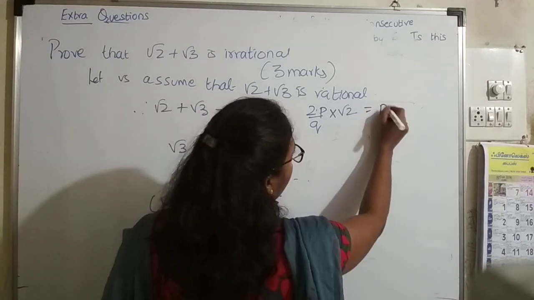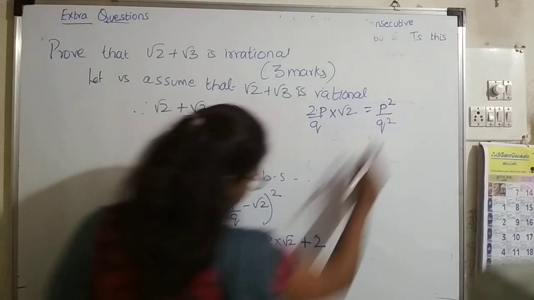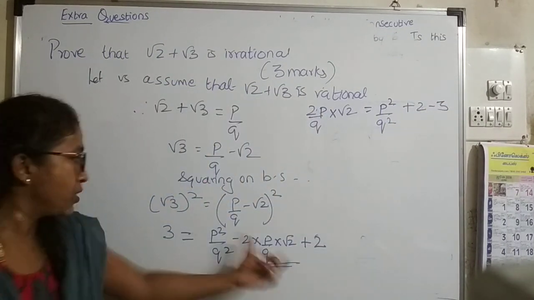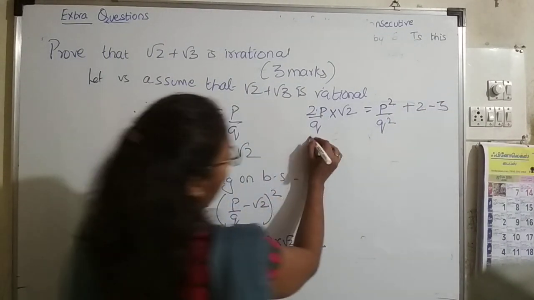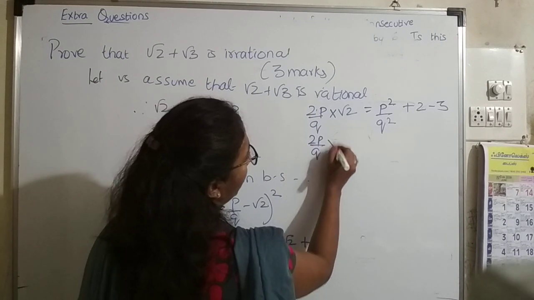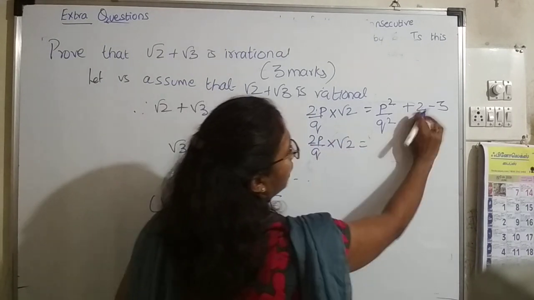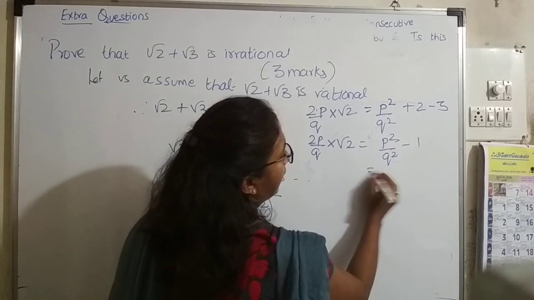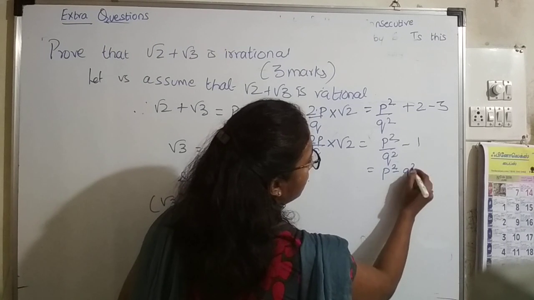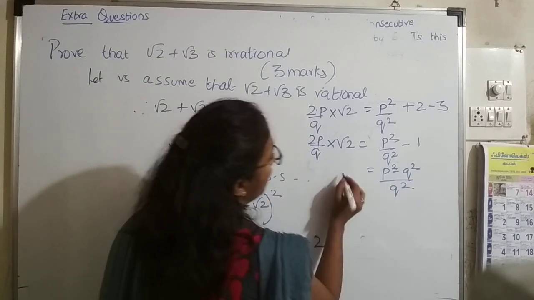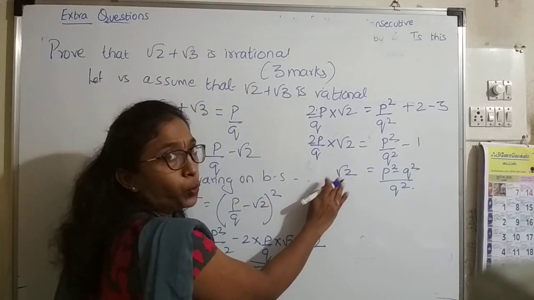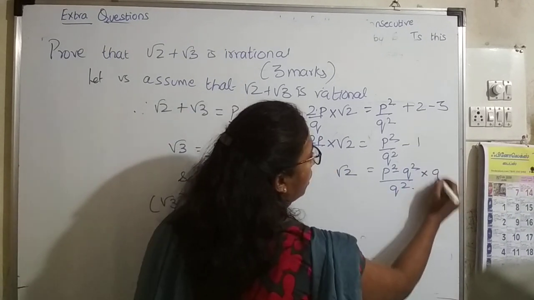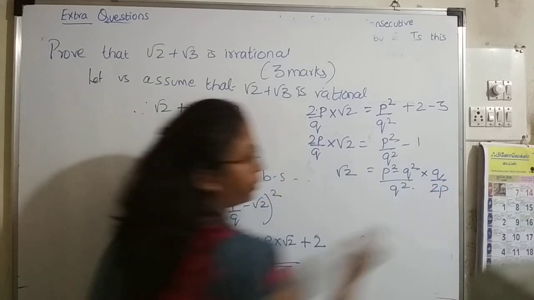So what will remain here? We get p square upon q square plus 2 minus 3. Plus 2, this is minus 3. So here we have 2p upon q into root 2, and here it is minus 1: p square upon q square minus 1. I will take LCM here, right? So this becomes proper. Now my aim is that I should have only root 2. This term 2p upon q, when it goes here, becomes reciprocal. So here it is q upon 2p, correct?